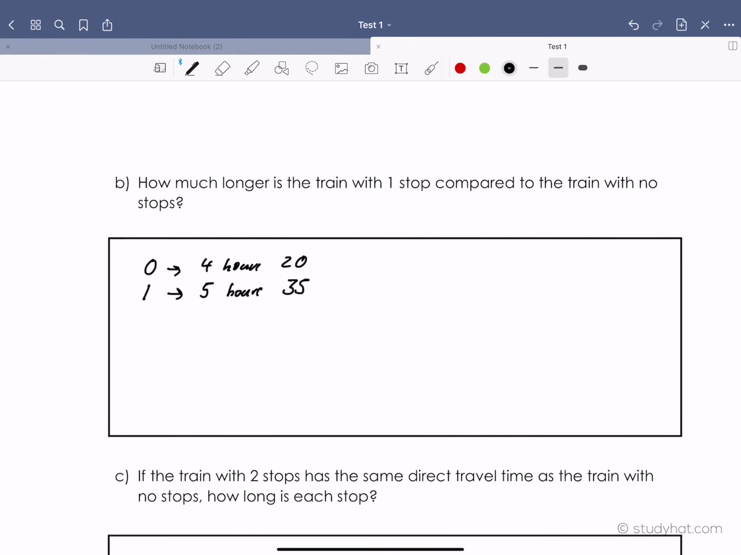All right. Well, with these time ones, again, it's good to look at the difference between the hours and the minutes separately. So if we were trying to go from 4 hours 20 to 5 hours 35, first of all, we definitely have added on 1 hour. And then in terms of minutes, we've added on 15 minutes. So that's the difference, 1 hour and 15 minutes.